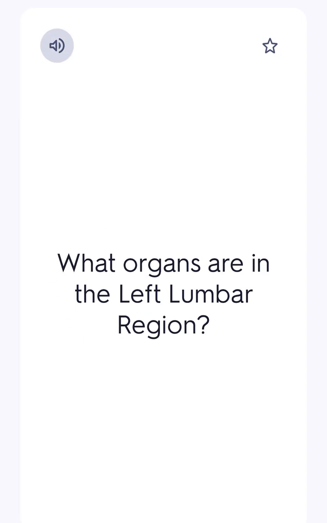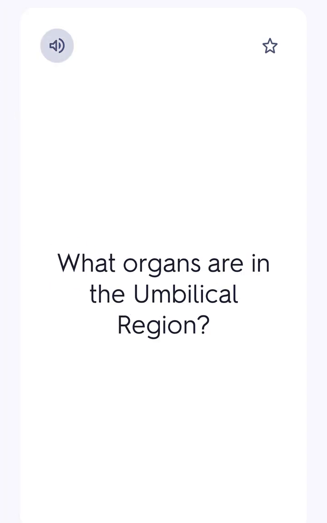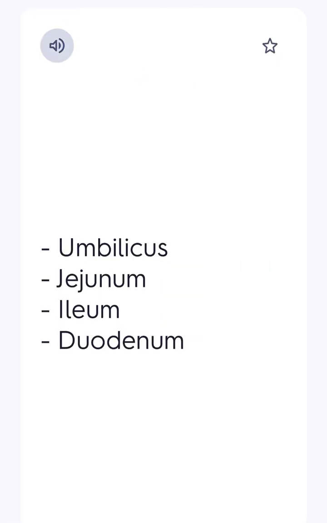What organs are in the left lumbar region? Descending colon, left kidney. What organs are in the umbilical region? Umbilicus, jejunum, ileum, duodenum.